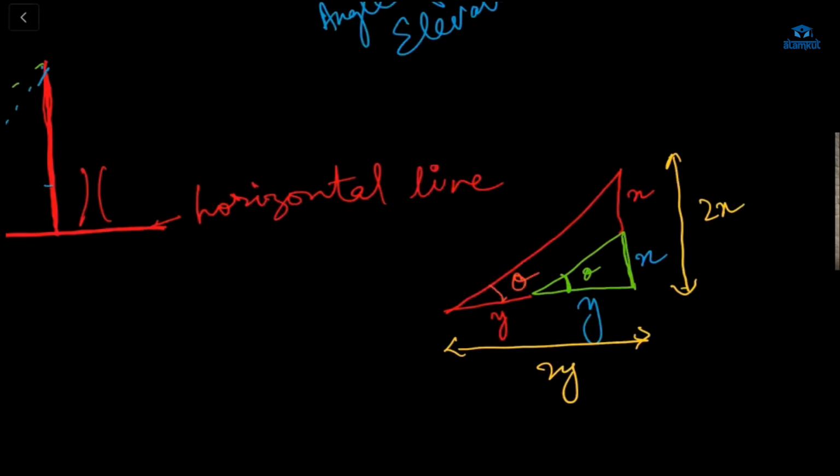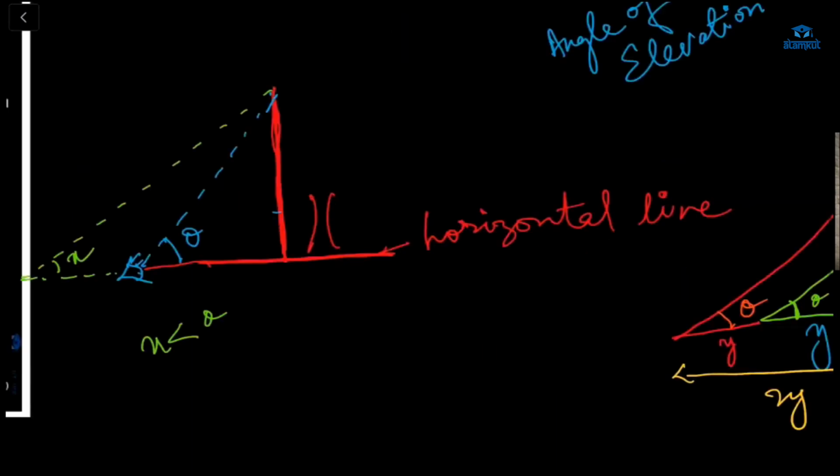Understood? If you are doubling the height of the tower and you are also doubling the distance between the observer and the tower, then the angle of elevation will not change. It will remain the same.